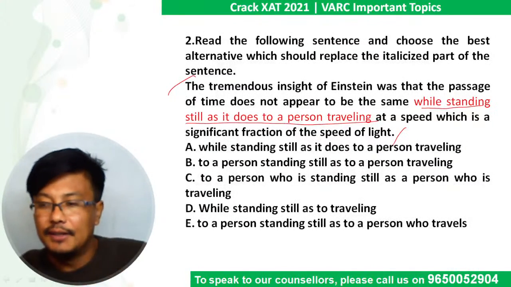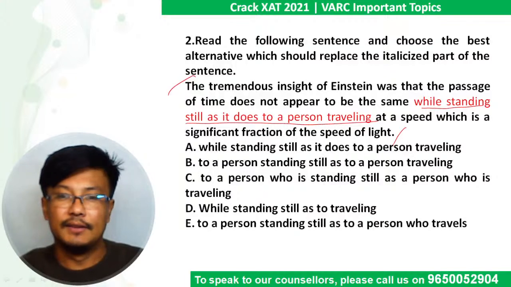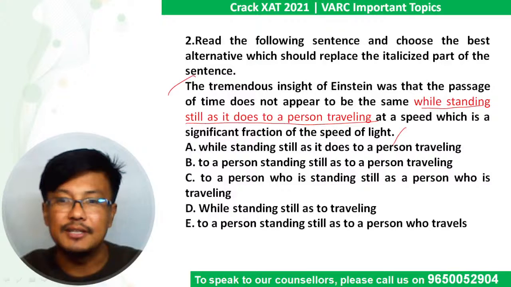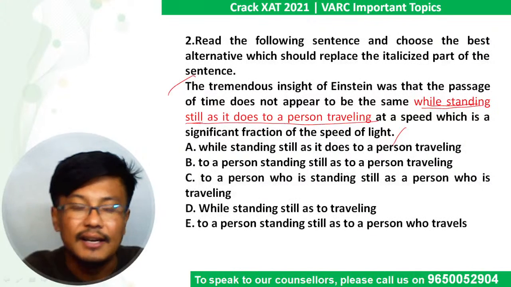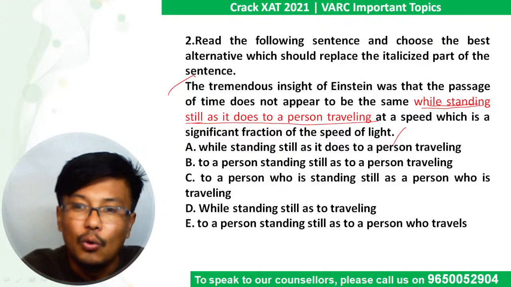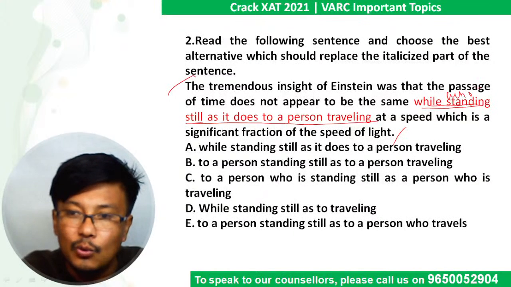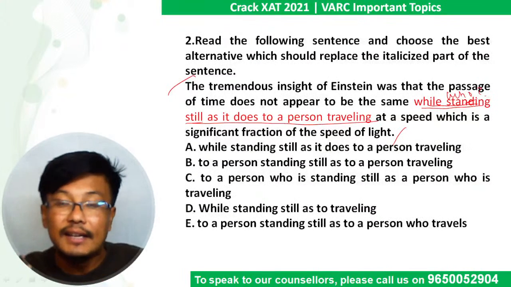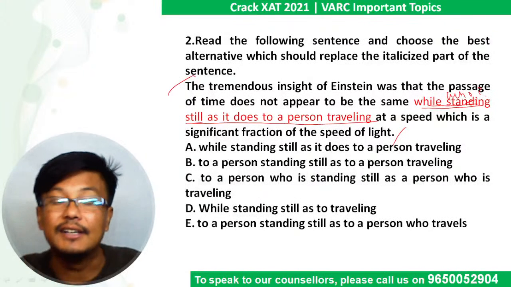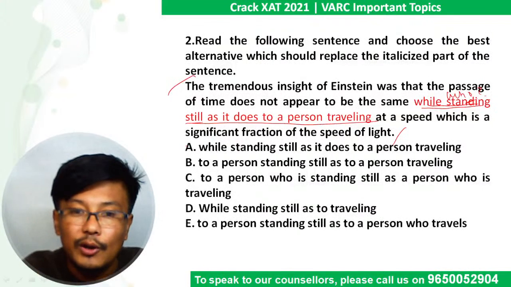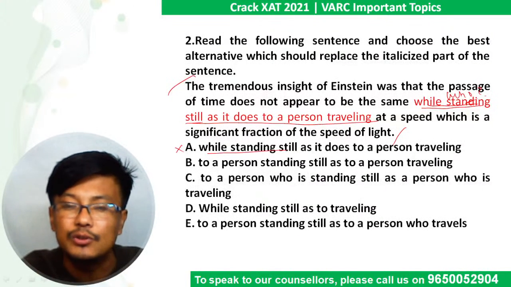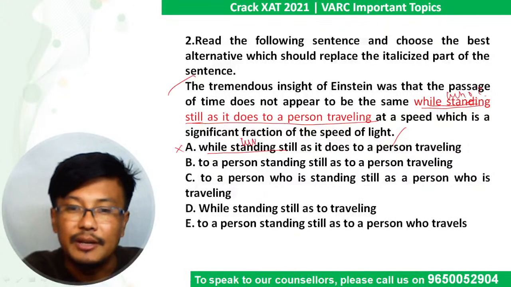What is wrong with A? What is the problem with A? The tremendous insight of Einstein was that the passage of time does not appear to be the same while standing still as it does to a person. Now, when I say while standing still, right, forget everything. Ask yourself, who is going to stand still? Who is the person who is going to stand still? It is not clearly indicated. So this means this sentence, if I look at A, it is not going to be enough. While standing still, who's going to stand still? Not clear. So eliminate that now.